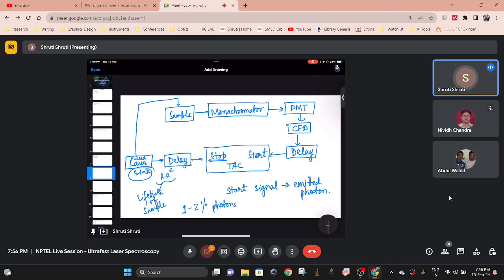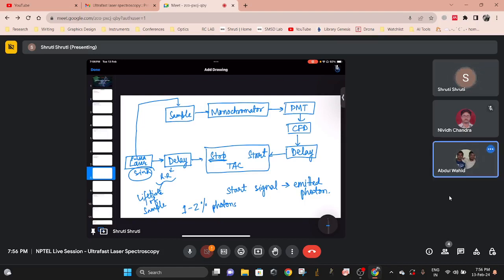Because, as you said, when you excite the sample with a pulsed laser, a lot of photons will get generated. But that may saturate the detector, because we are doing this experiment millions of times, at least thousands of times to generate one lifetime decay. If that many photons are coming continuously, it will saturate the detector and it will not give any signal after that.